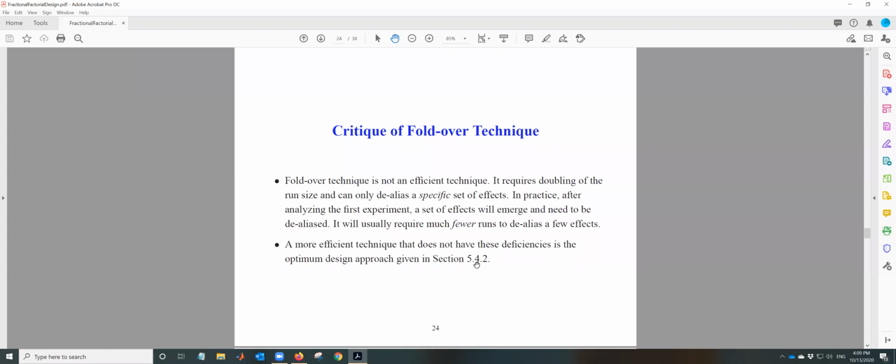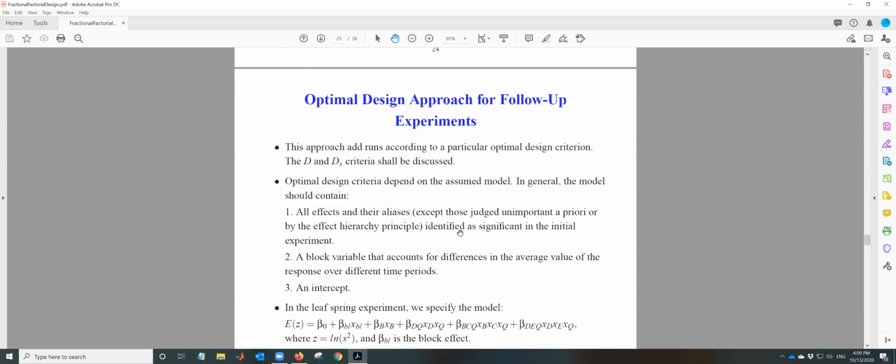The critique: some people like the fold over, some people don't like it because fold over is not very efficient, because you need to double all the runs. Sometimes when you follow up, you may only run 2 more experimental runs, not just 8. So in practice, after analyzing the first experiments, a set of effects will emerge that need to be de-aliased, and usually we require much fewer runs to de-alias the effects. So a more efficient technique that does not have this deficiency is the optimal design. Now, this is a very interesting approach. Let's look at the optimal design.